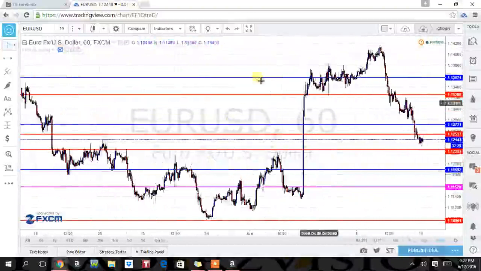I will start showing everybody my markups on whatever pair that anybody wants me to do. Later on, I will mark it up and show my predictions.